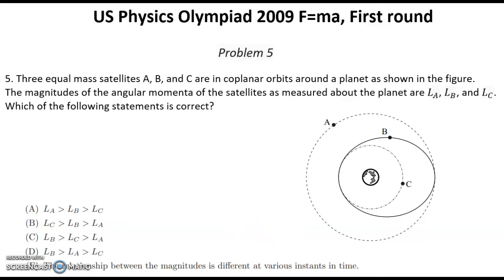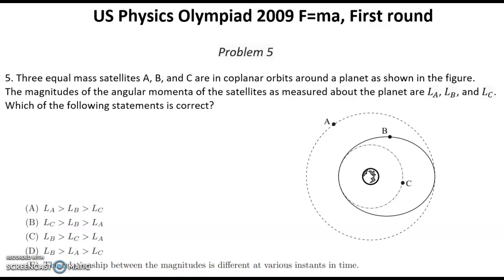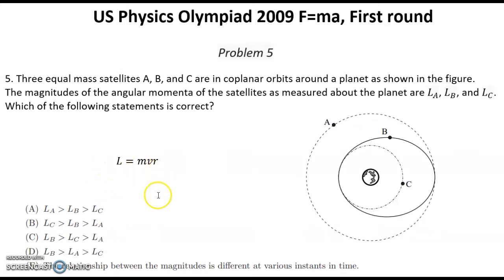We have to write the definition for angular momentum. That's this one. Angular momentum equals mass multiplied by velocity, cross product with the radius vector to this satellite from the planet. But when the velocity vector and the radius vector are perpendicular to each other, we can use this equation. And here we can check what is the difference between the orbits of these 3 satellites.